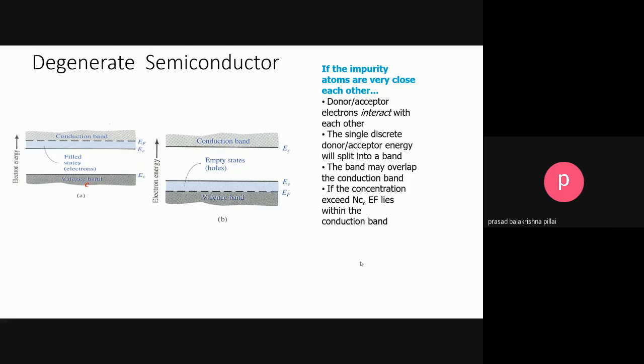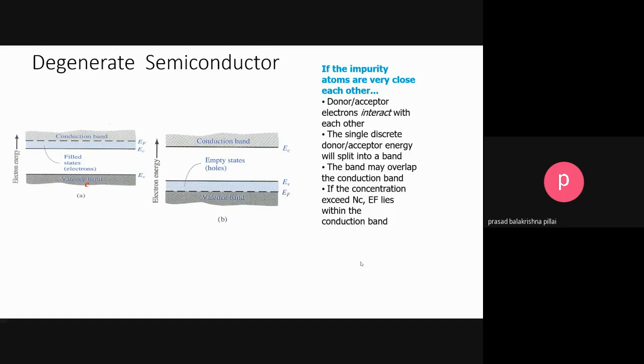It behaves like a metal, or as popularly known, a semi-metal. So the semiconductor becomes metal-like because the Fermi level has gone either into the conduction band in the case of n-type, or into the valence band for p-type. We'll be doing some numericals on this: as you increase the doping density, the Fermi level will be shifting away from the middle towards the conduction band or towards the valence band. That is why the name: the semiconductor has degenerated into a kind of metal or semi-metal behavior. So this is very important.